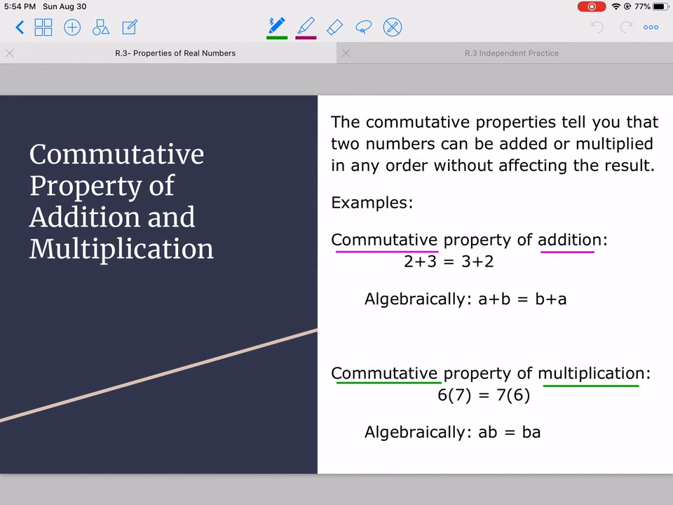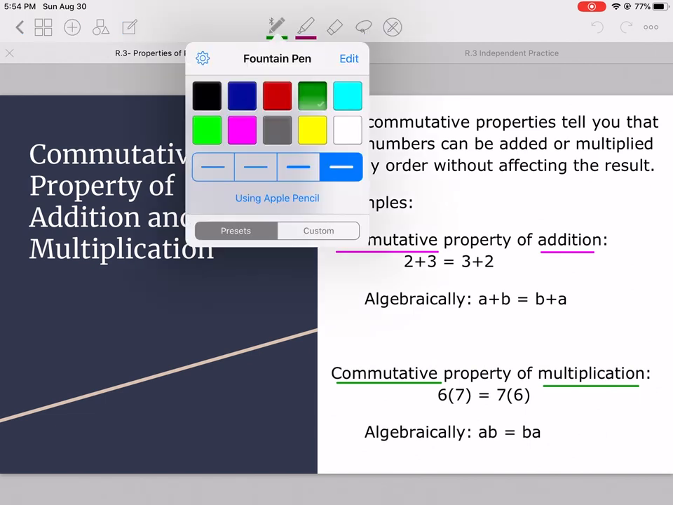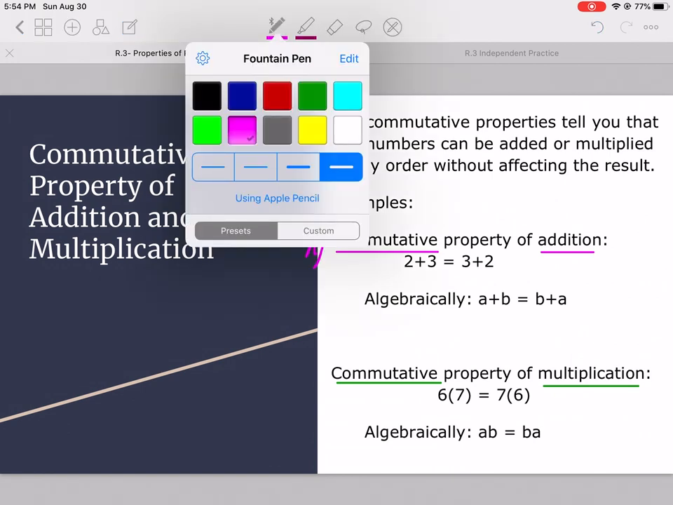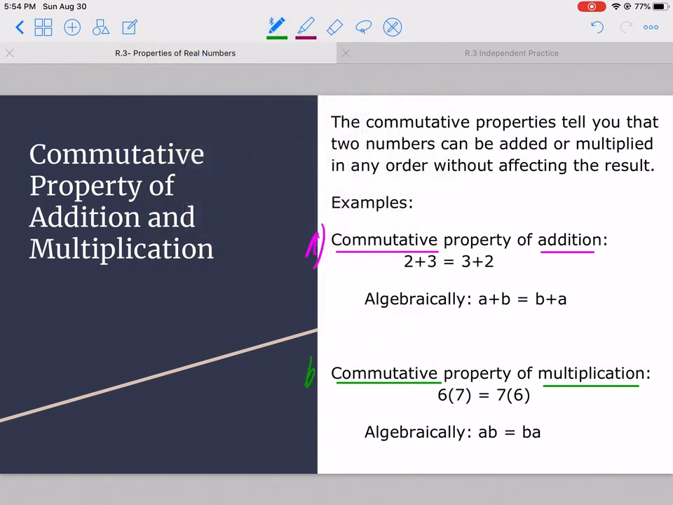Okay, so the first property, commutative property of addition and multiplication. So the first part, I'm going to call it part A, is the commutative property of addition. It's kind of a mouthful to say. And then the second part is multiplication.